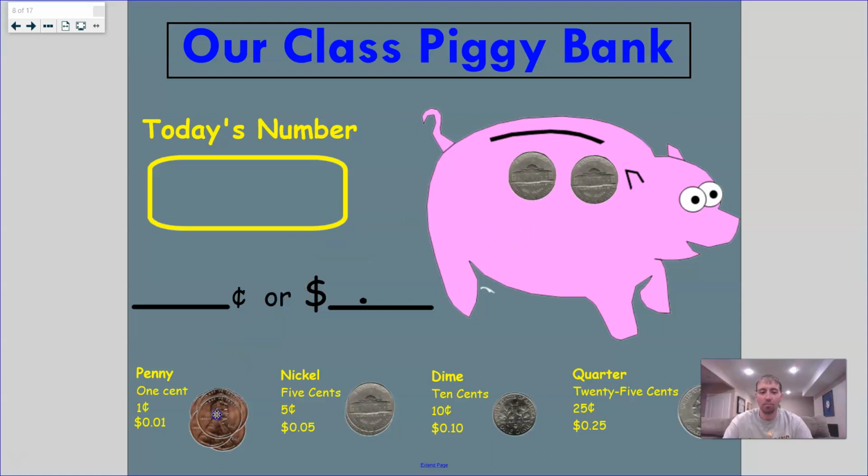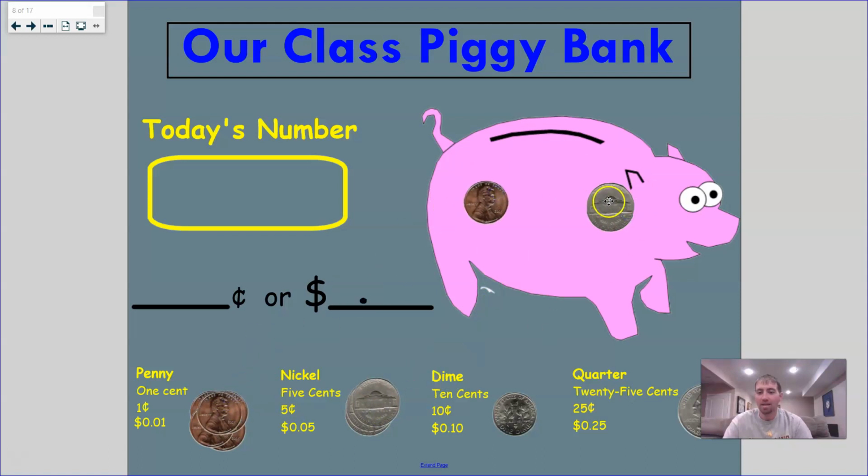So again, our biggest thing that we want to be able to recognize is that we are going to look at the penny and the nickel. The penny is worth 1 cent and the nickel is worth 5 cents. If you have any questions, let us know. We'd be glad to help you.